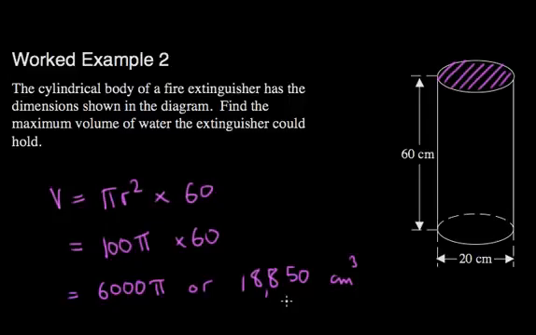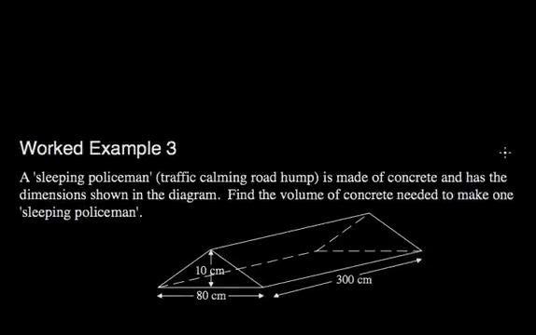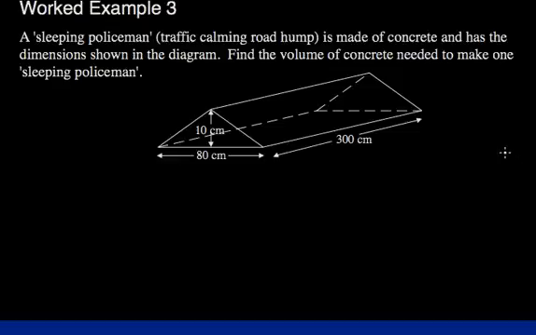This is what's called a prism, and that's spelled like this, prism. And that's where you have any 2D shape that has been stretched into a third dimension. And this is what we have in our third example, which is a triangular prism. It's called a sleeping policeman or a road bump, or those just annoying things you have to drive over. And it's made, in this case, of concrete, and the dimensions are shown in the diagram.